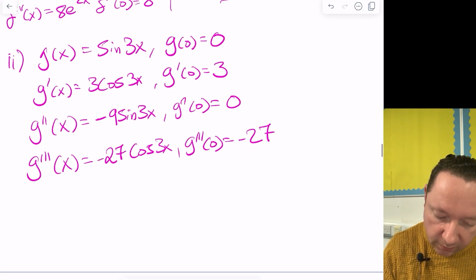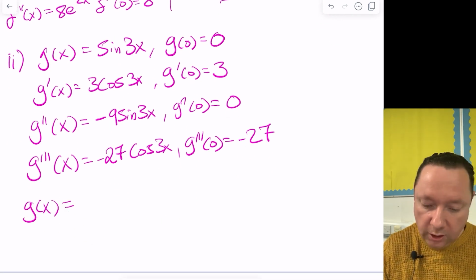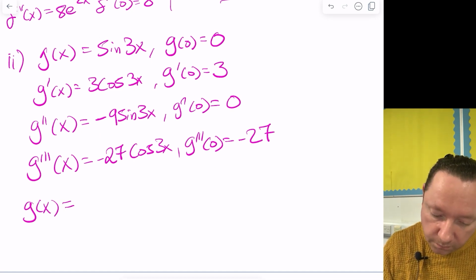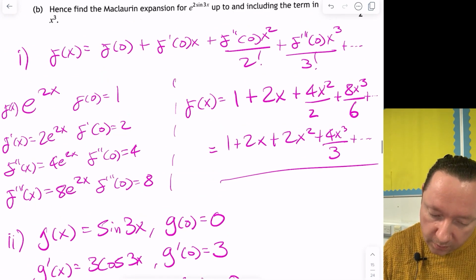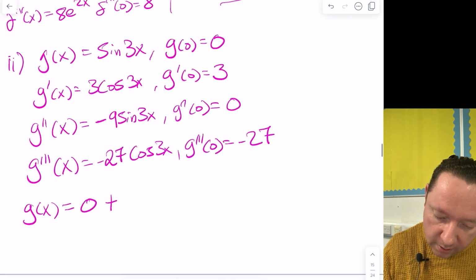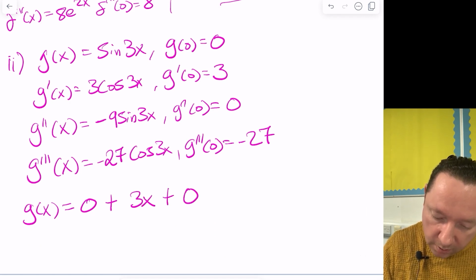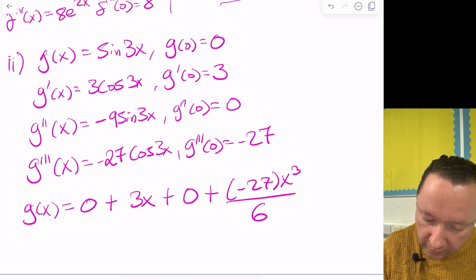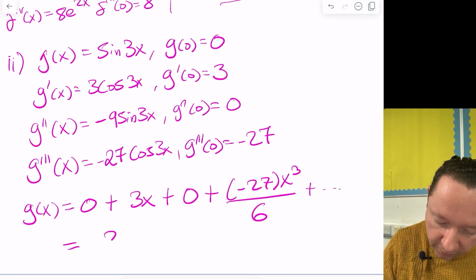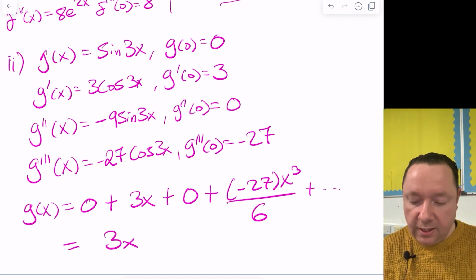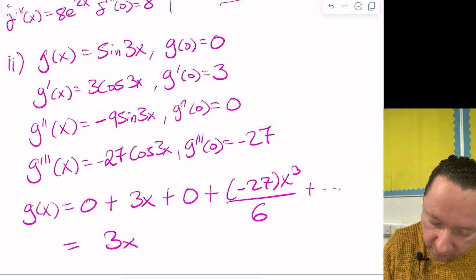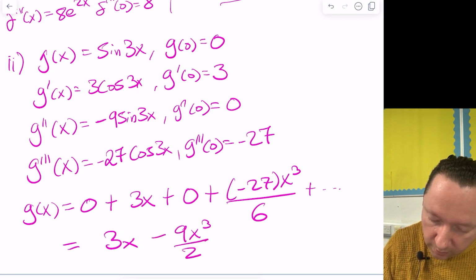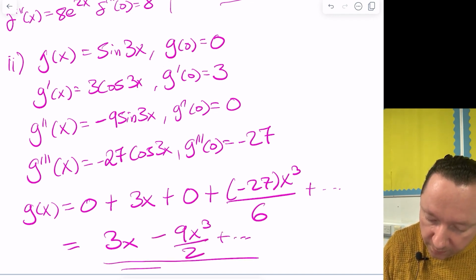So now we can sub in, we can say that g of x equals g of 0, which is 0, plus g dash 0 times x, so that's 3x, plus 0 for the x squared term, and then the x cubed term is minus 27 x cubed over 3 factorial, which is 6. Simplifying that, we get 3x, and 27 and 6, 3 goes into both of them by 9, minus 9x cubed over 2. I'm happy with that.